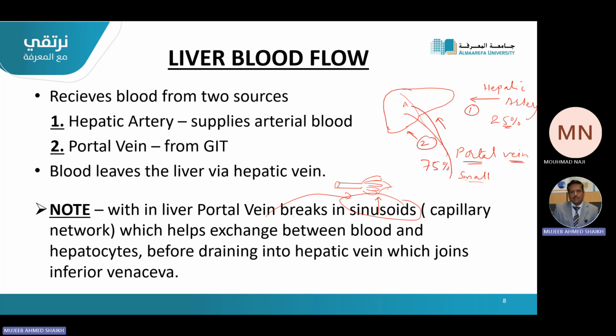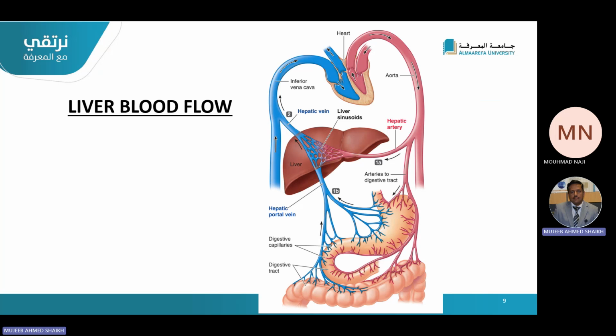Sinusoid. So this picture shows you how the blood flow reaches the liver. The liver is receiving blood from the hepatic artery, number one, 25% of the blood, and 75% of the blood is coming from the portal vein, the hepatic portal vein. And then it will be drained into the hepatic vein, which will join the inferior vena cava and reach the heart.